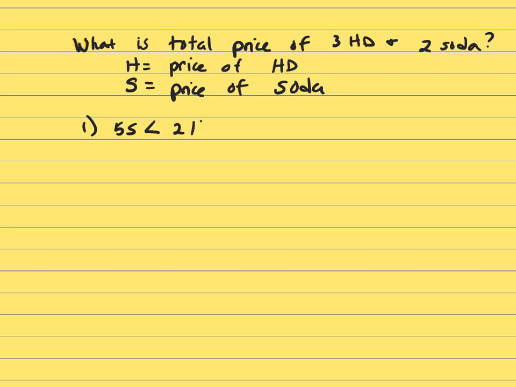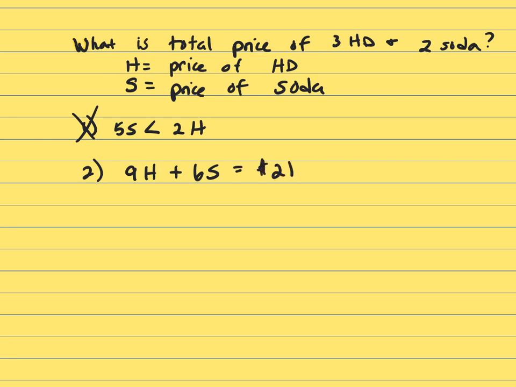Well, that doesn't help me find the price of 3 hot dogs and 2 sodas. So let's look at clue 2. So this one doesn't work. The total price of 9 hot dogs, so 9 hot dogs plus 6 sodas equals 21.